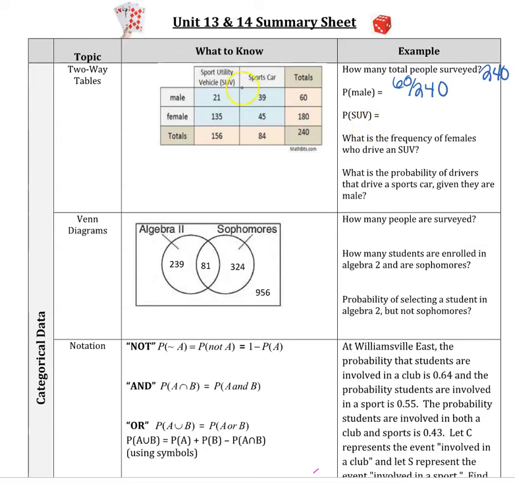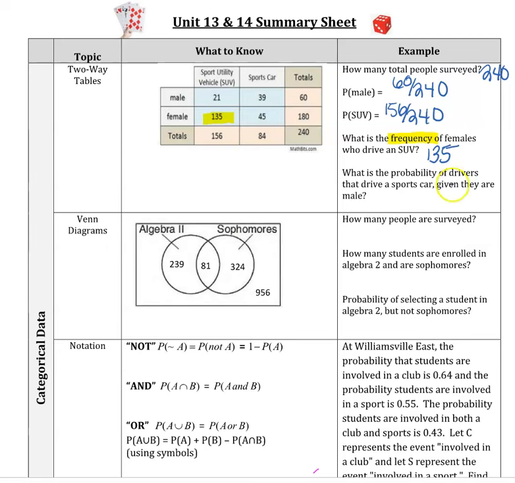Probability of selecting somebody who drives an SUV would be 156 out of 240. Now, when I say what's the frequency of females who drive an SUV, I go to my table, females who drive SUVs, and I see there's 135 of them. Now, I'm not asking for a probability, I'm asking how many are there. So notice how I'm not writing that as a fraction divided by the total.